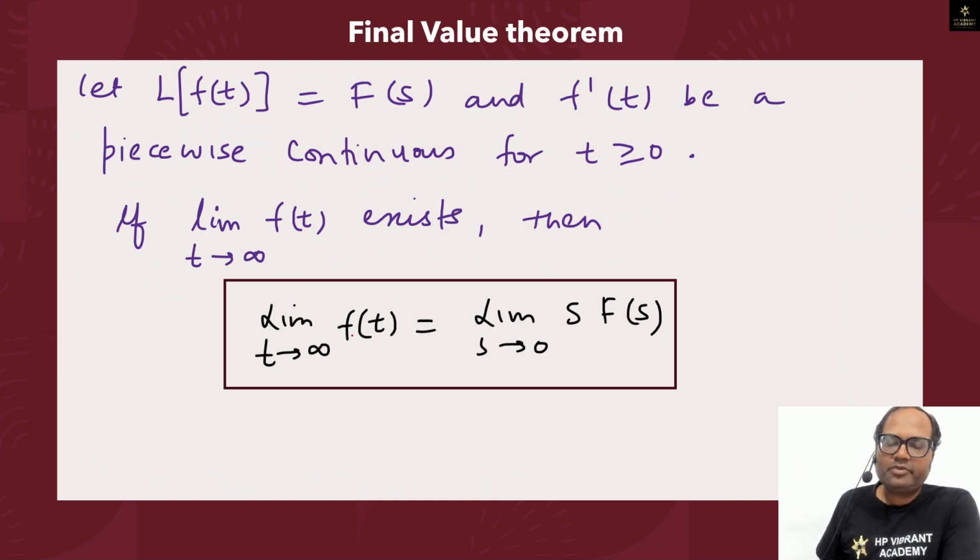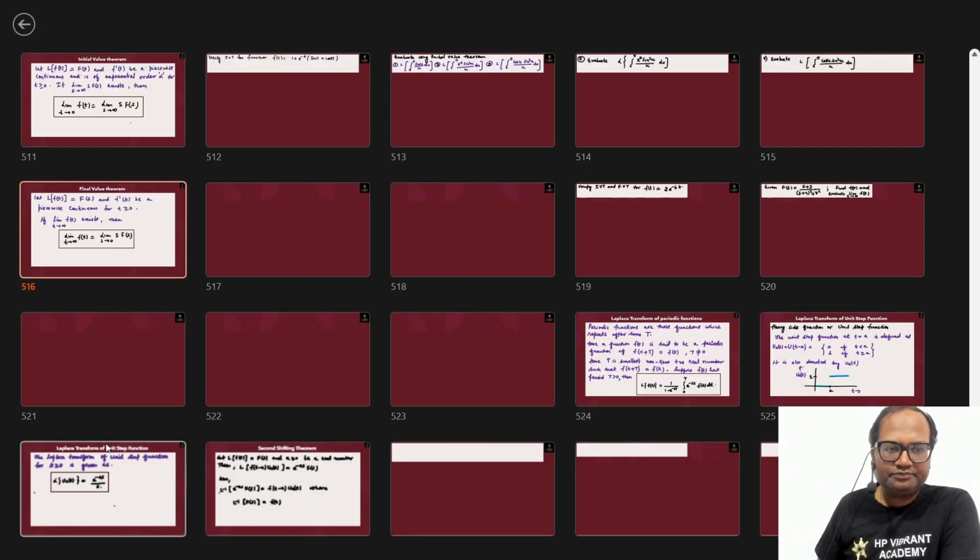In the last lecture, we have completed the discussion on the initial value theorem. Also, we have seen the problems based on the initial value theorem. Okay, so let us start our discussion on the final value theorem. Let us read the statement.